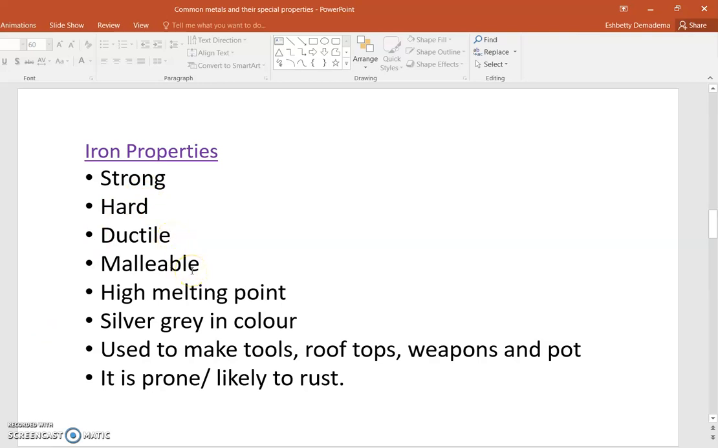It's malleable. You can actually hammer it into sheets. It has a high melting point. In order for you to change that iron from solid to liquid, you've got to expose it to very high temperatures. It is silver grey in color. It is used to make tools, rooftops, weapons, and pots. It is prone, or it is likely to rust. Okay, so that's our iron there.